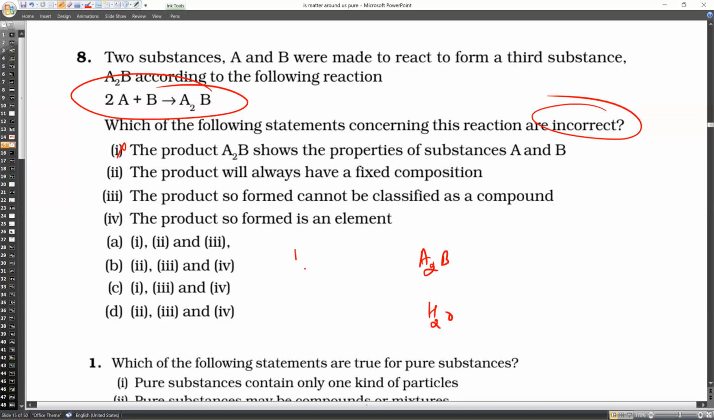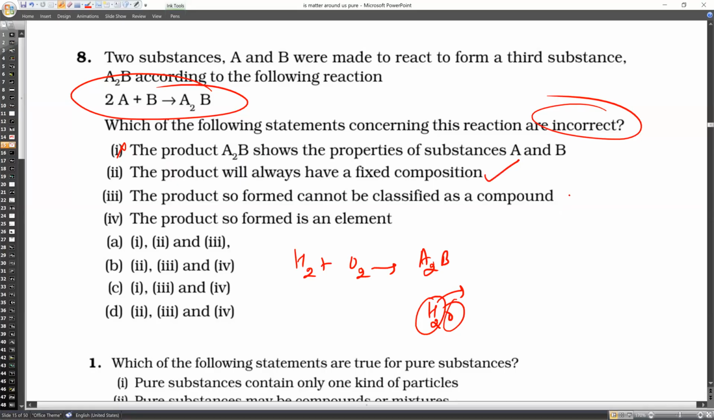Consider it is H2 reacting with O2 and then forming H2O. Same A to B, then H2O. Hydrogen does not show its property, oxygen does not show its property in water. So A to B shows property, no, it is incorrect. The product B will have fixed composition, yes, because the product is a compound and a compound always has fixed composition, so it is correct.